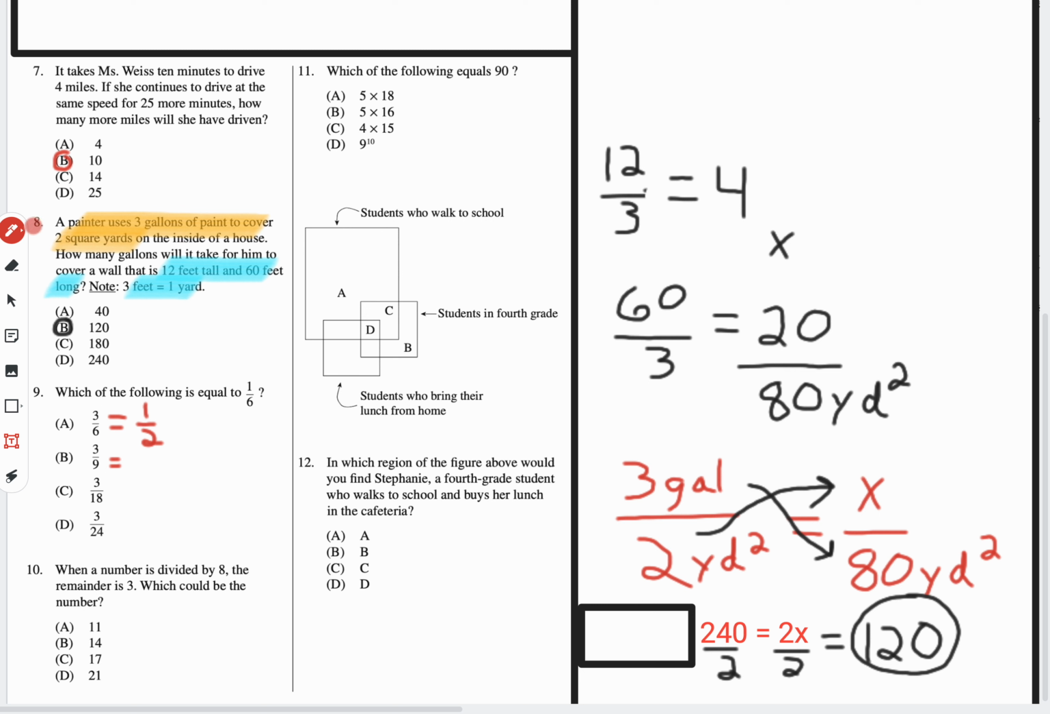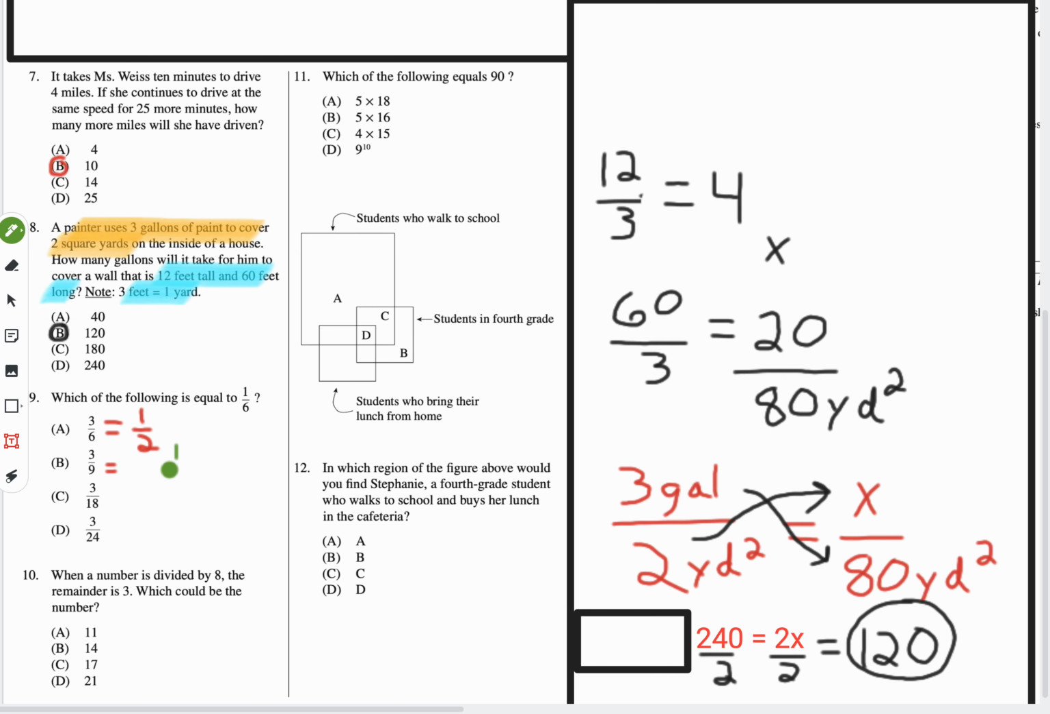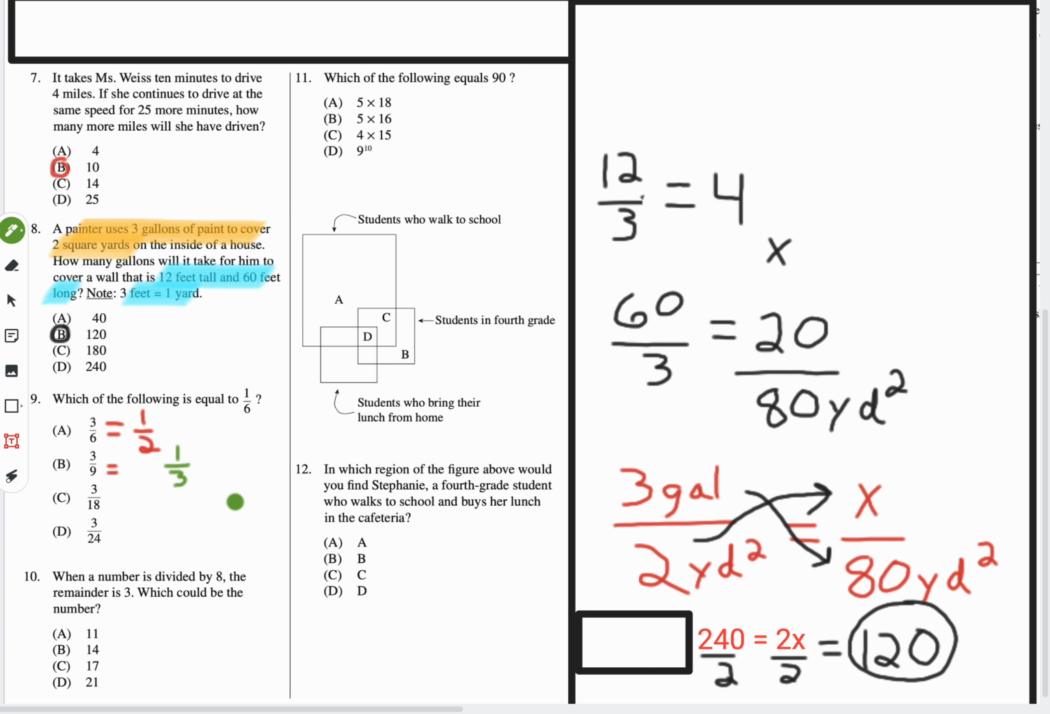In 3/9, both the 3 and the 9 can be divided by 3. 3 divided by 3 is 1, 9 divided by 3 is 3. 3/9 is equal to 1/3.